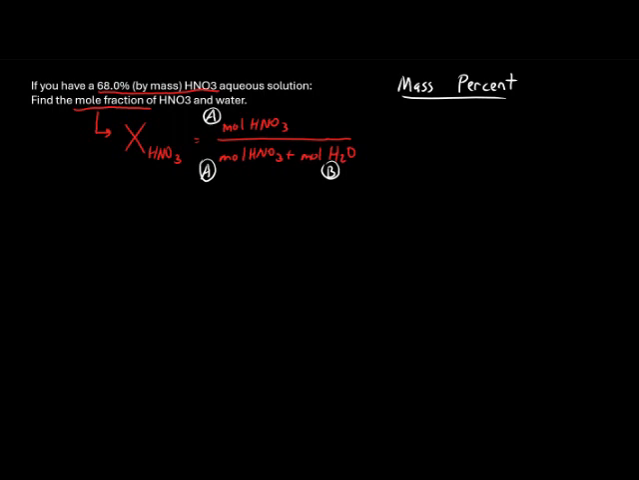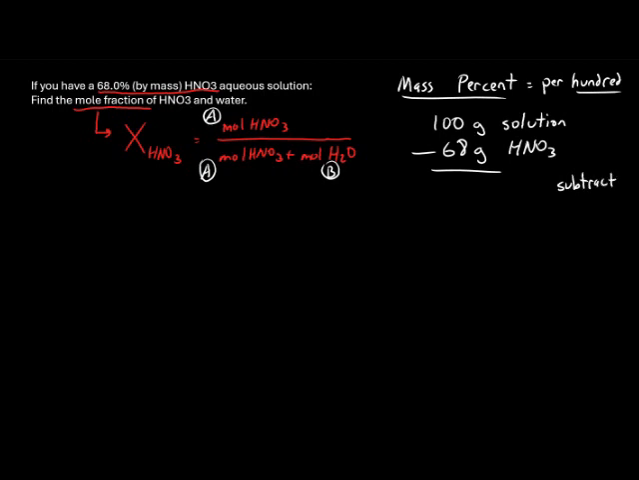When we are dealing with mass percent, we will assume that we have 100 grams of solution. Keeping in mind that percent really just means per 100. We are also given that 68%, that is 68 grams of that, will be HNO3. To find the water, we just need to subtract. 100 minus 68 gives 32 grams of water.